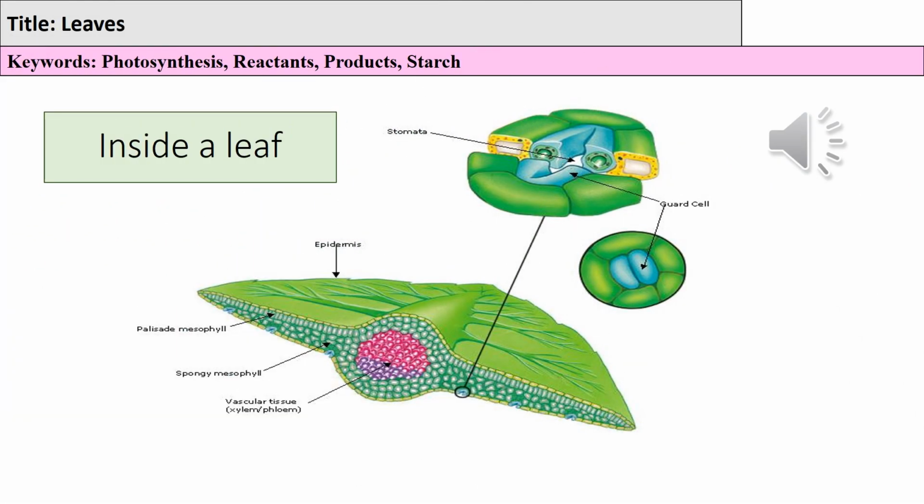Okay, so we know what the outside of a leaf looks like. Now we need to have a look at what the inside of a leaf looks like. So imagine you are cutting through the leaf sideways. You will then be able to see all the internal structures as shown in this diagram.